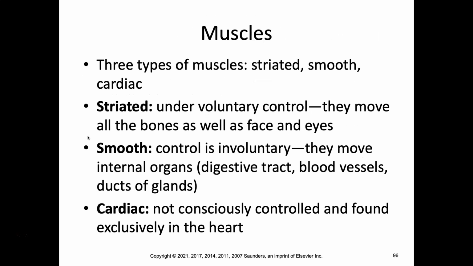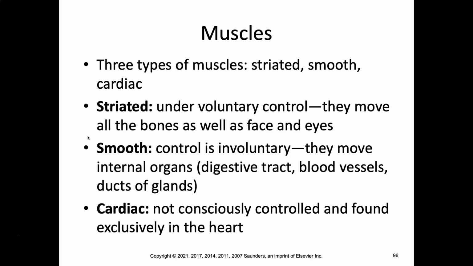All right, let's talk about muscles. You have three types of muscles: striated, smooth, and cardiac. Your striated muscles are under voluntary control. Think back to your nervous system chapter. Voluntary control. They move the bones as well as the face and the eyes. Then you have smooth muscles. The control there is involuntary. They move your internal organs like your digestive tract, blood vessels, and the ducts and glands. Cardiac muscles are not consciously controlled and found only in the heart. So those are your three types of muscles.